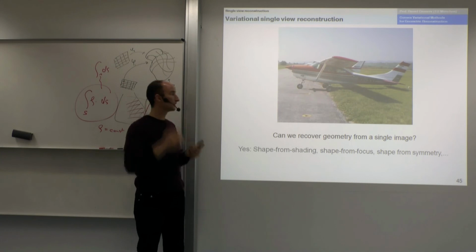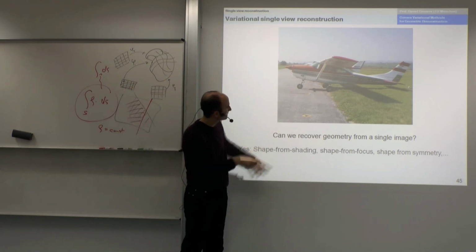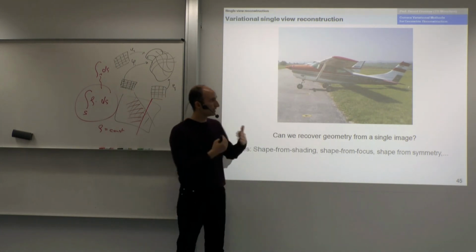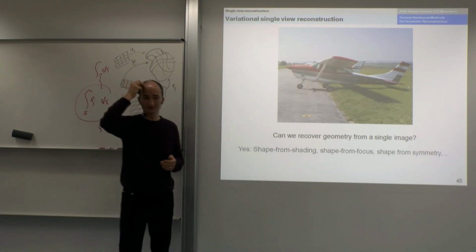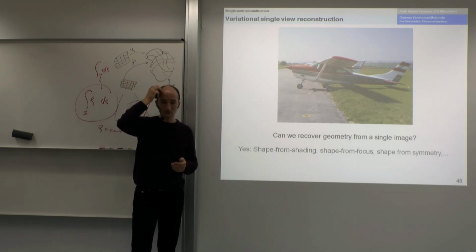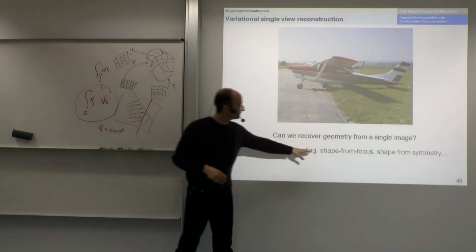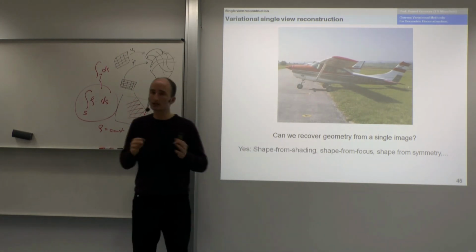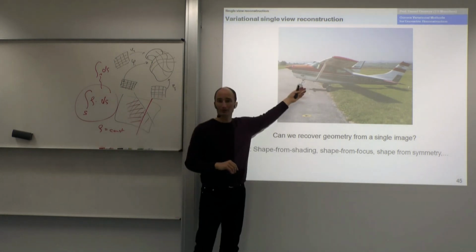And you can see that here as well, right? The grass is in focus, the airplane is still fairly in focus, and so the range of sharpness is fairly large. So what shape from focus does, or shape from defocus, there are slightly differing formulations, is they exploit that property.